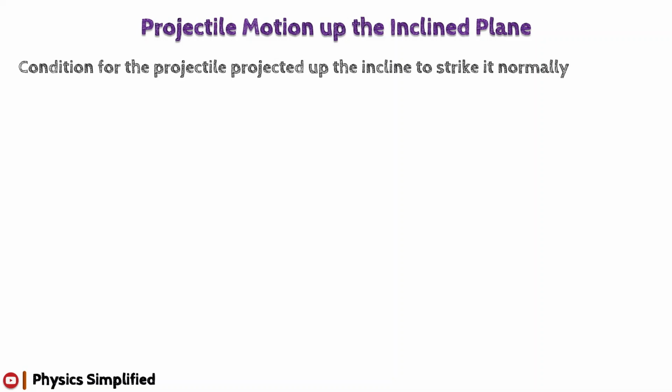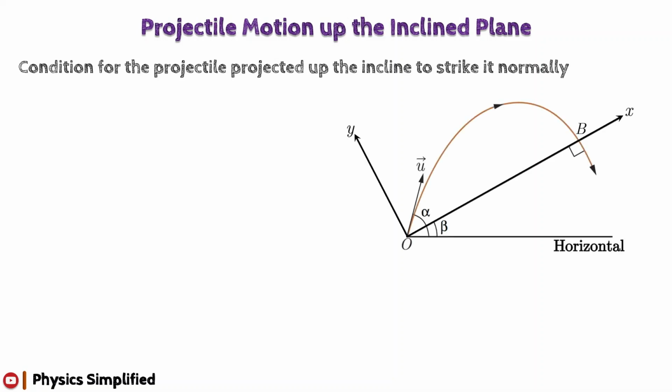Like our last video, in which we discussed various quantities related to the projectile motion up an inclined plane, again we have a plane inclined at an angle beta with the horizontal. In case you have missed that video, I will leave the link to the video in the description.